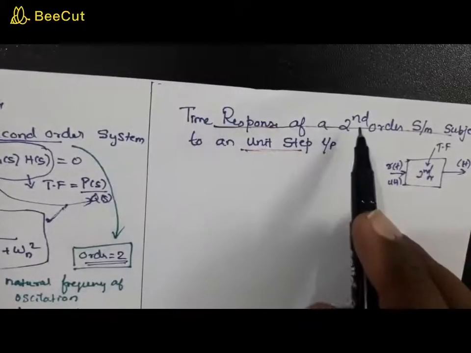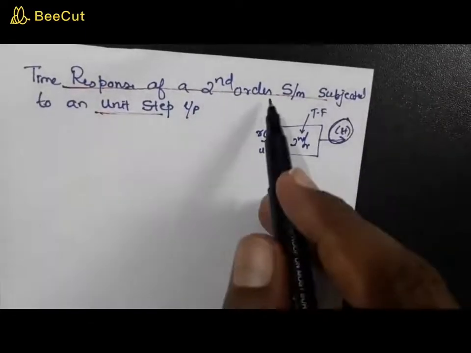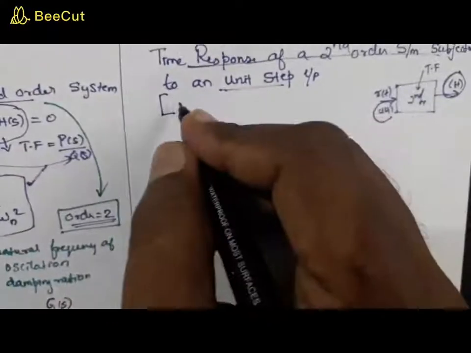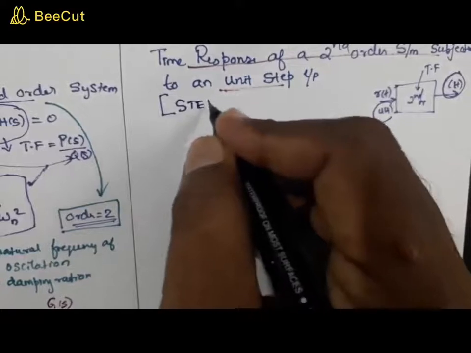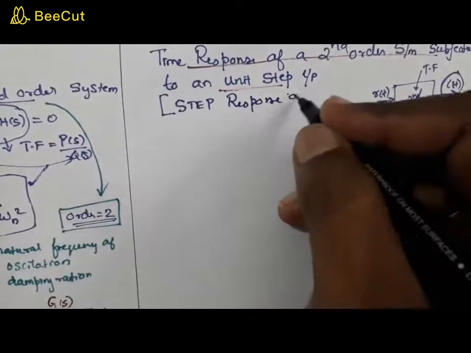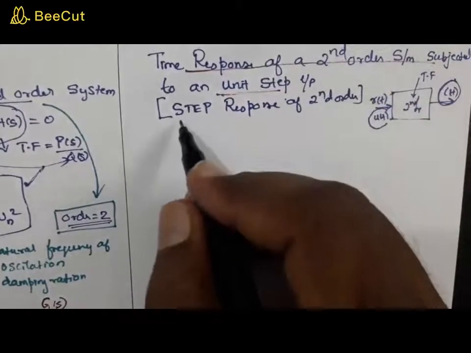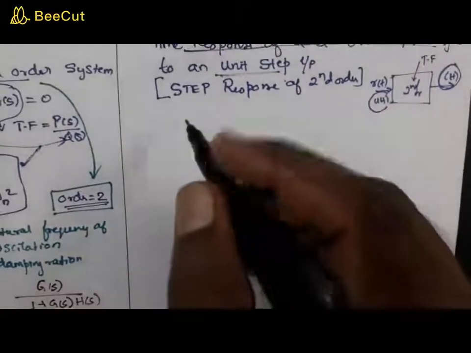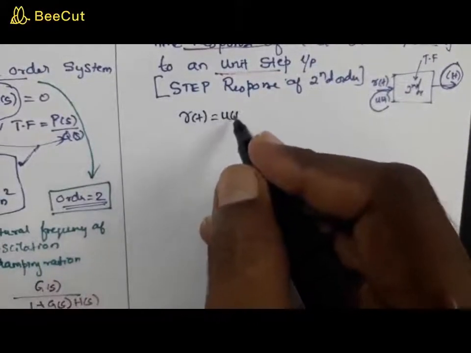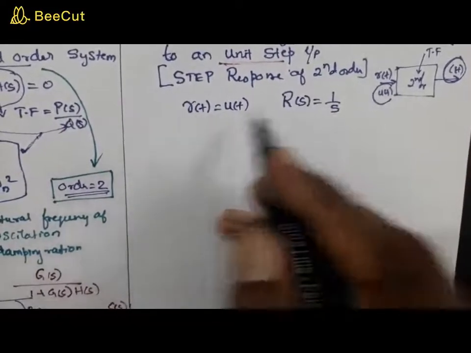Now what is this? This is actually the time response. That is, you are going to find out c(t) for a second order system when you give the input u(t). Or in other words, this is nothing but the step response of a second order system. So this heading can be rewritten as step response of a second order system. That means r(t) is actually u(t), so R(s) is equal to 1 by s, which is the Laplace transform of u(t).